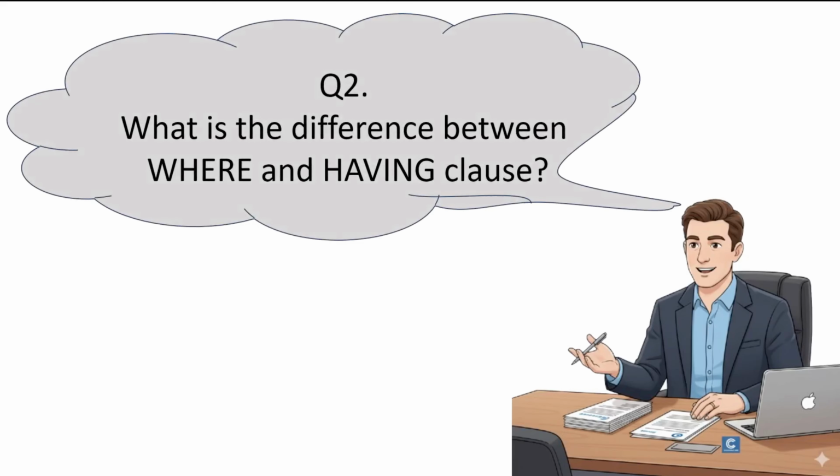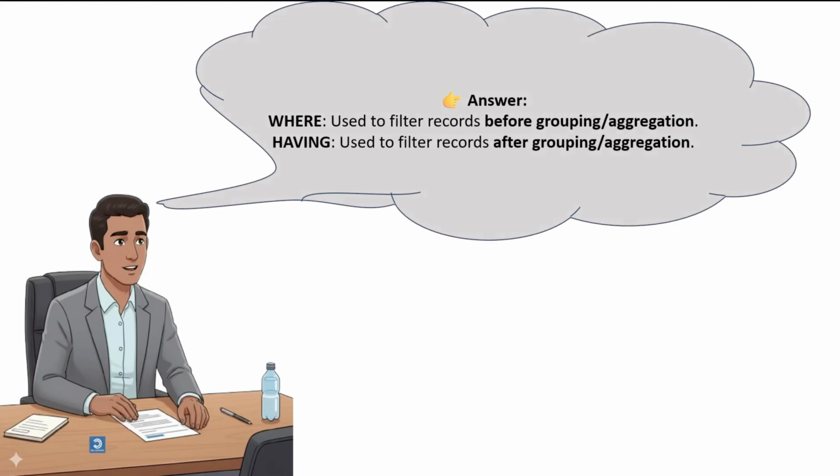Your next question is, what is the difference between WHERE and HAVING clause? So your answer is: the WHERE clause is used to filter records before grouping and aggregations. Second, HAVING is used to filter records after grouping and aggregations.